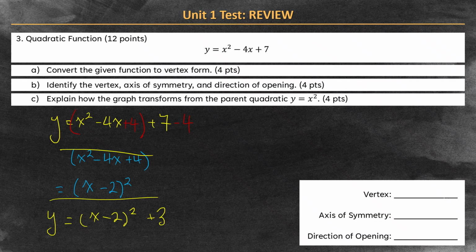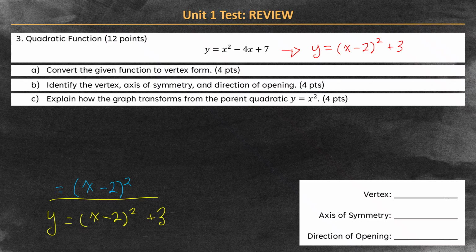Let me write it here at the top. y is equal to x minus 2 squared plus 3. And I'll get rid of the information. All right, let's continue on with part B as I am erasing this work.